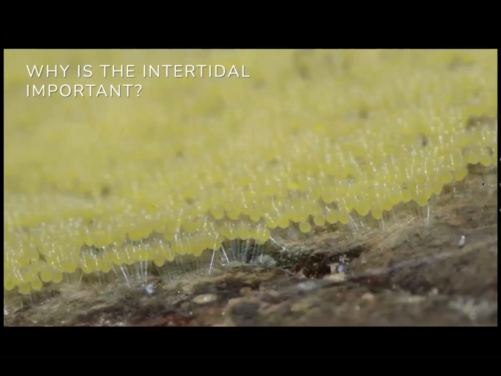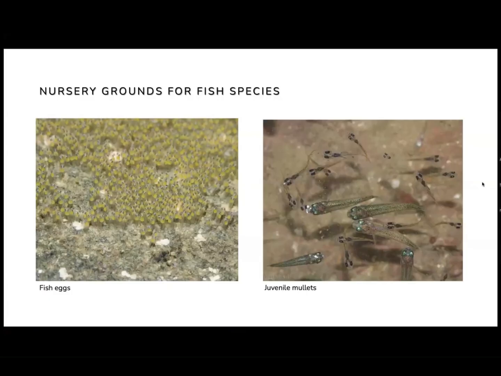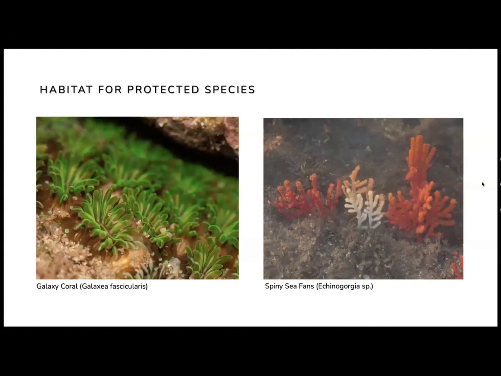So why is the intertidal zone important? Why am I talking so much about it? They are nursery grounds for fish species. On the left, what you see here are fish eggs, and on the right is a photograph from a tide pool of juvenile mullets. It's a habitat for protected species.